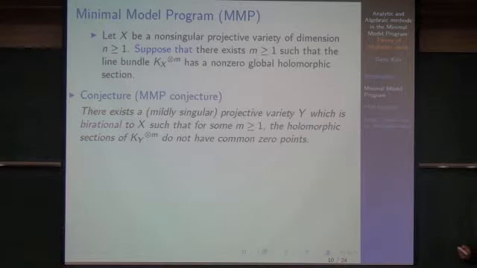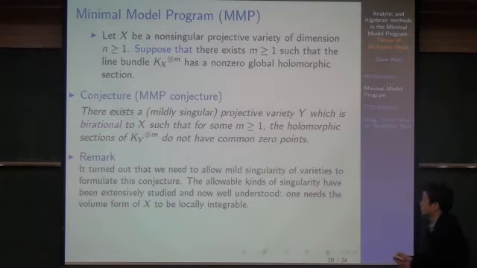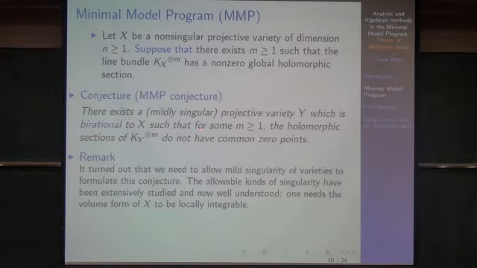For example, when the dimension is 1, this is not a conjecture, because in dimension 1, if two smooth varieties are birational to each other, then they are actually isomorphic. So anyway, this is mainly a conjecture for dimensions at least 2 and above. One remark is that, as I said, we cannot expect Y to always be non-singular.